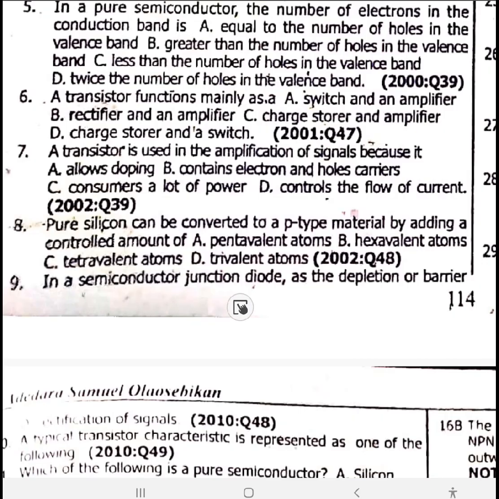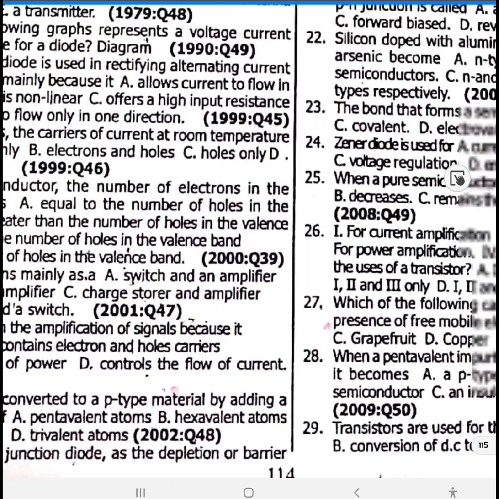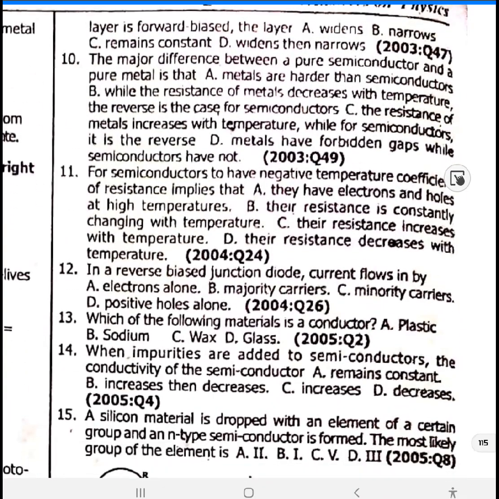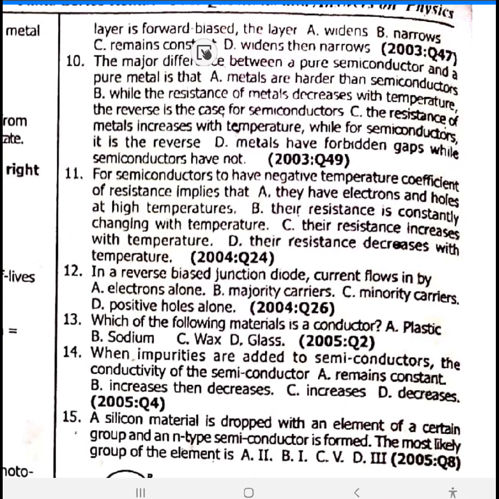We'll go further. In a semiconductor junction diode, when the depletion or barrier layer is forward biased, what will the layer do? The layer will narrow. If it is reverse biased, the layer will widen. You could jot that down also. Sometimes they'll say it thickens for the reverse bias, and it becomes thinner or narrows for the forward bias.